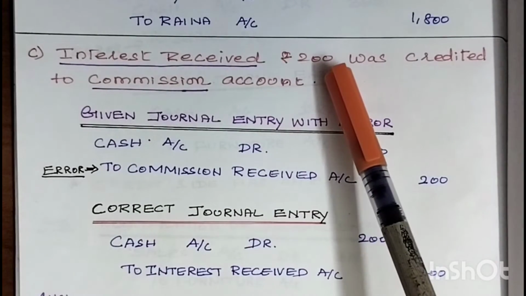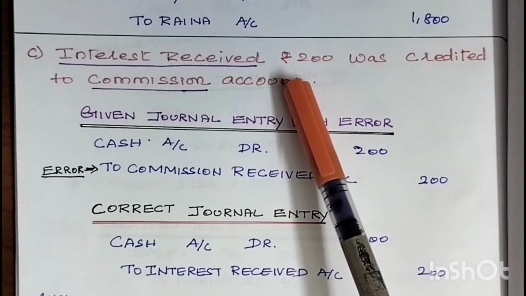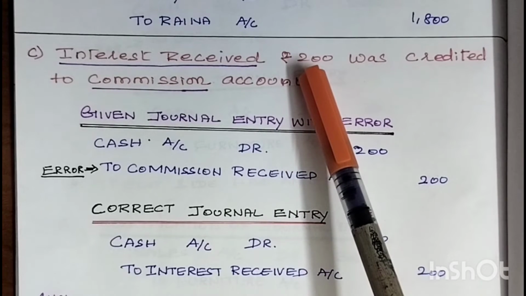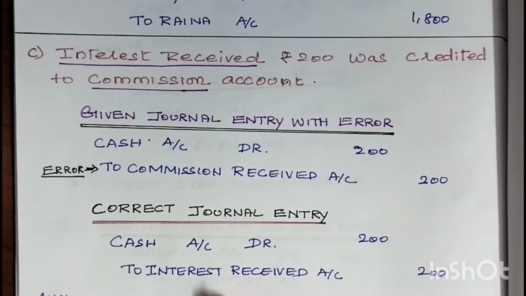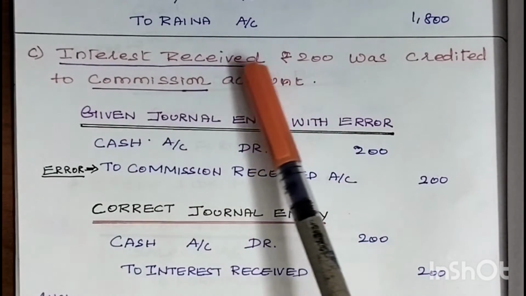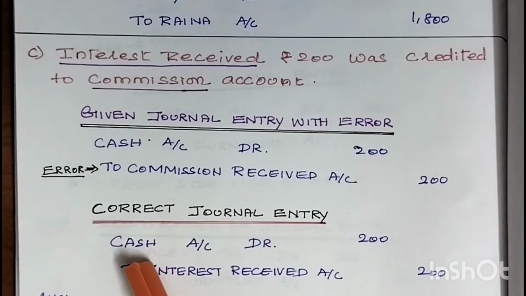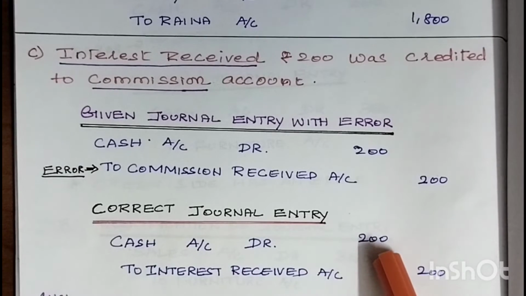Listen, interest received 200. When you listen or read the transaction carefully, you have clearly identified where is the mistake. How do we prepare the rectification of the journal entry? How do we write the answer? You know the answer. Okay, so read the transaction carefully. Interest received 200. What is the journal entry? Cash account debtor to interest received account. When you received interest, your cash account increased. Okay, so cash account debited in the name of interest received. 200 rupees you received interest.